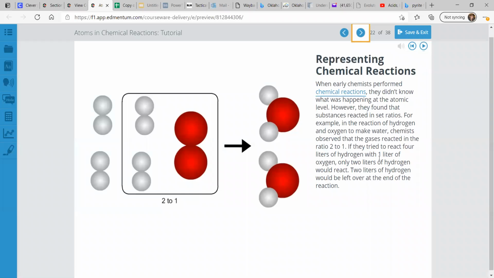So if they tried to react 4 liters of hydrogen with 1 liter of oxygen, only 2 liters of hydrogen would react. 2 liters of hydrogen would be left over at the end of the reaction.